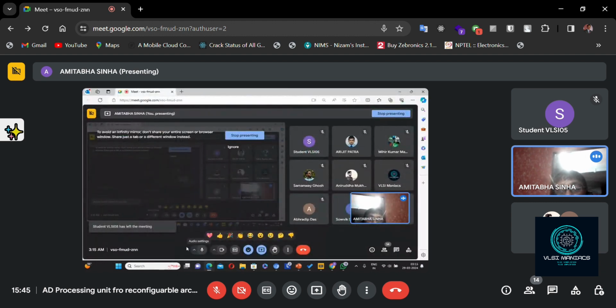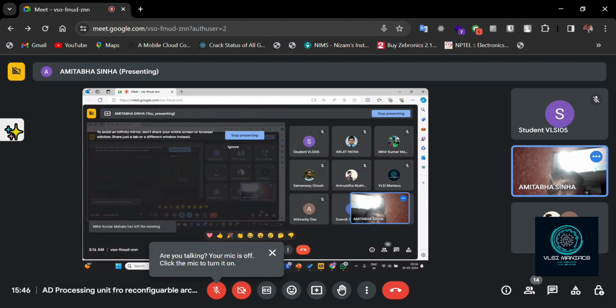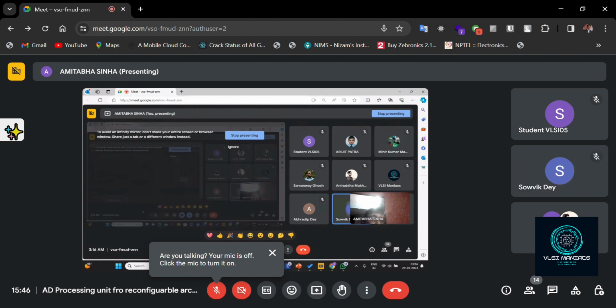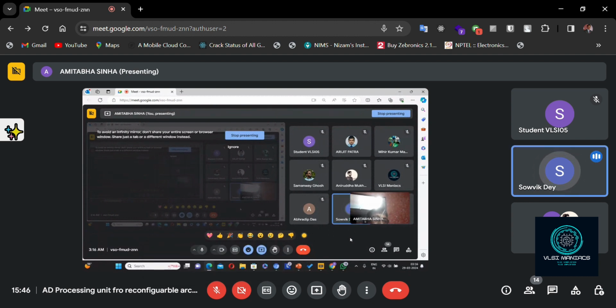What kind of circuit is it? Analog or digital or mixed signal? Analog. Or it may be used as digital also. My question is straightaway, is it analog or digital or mixed signal? What kind of circuit is it?